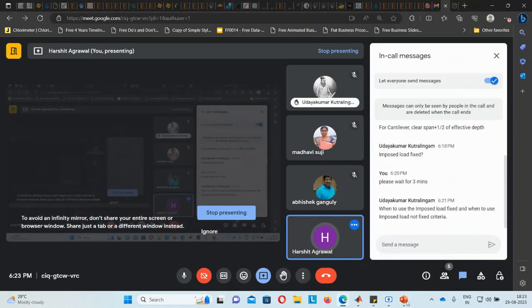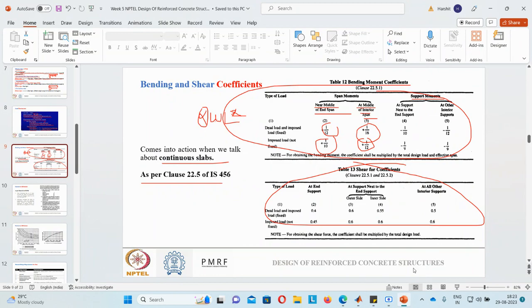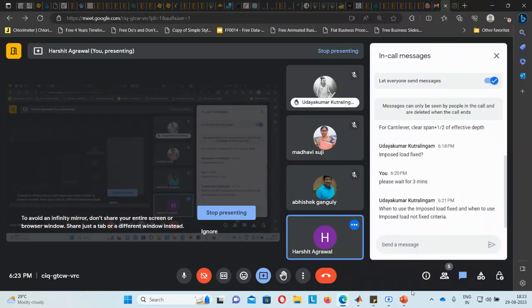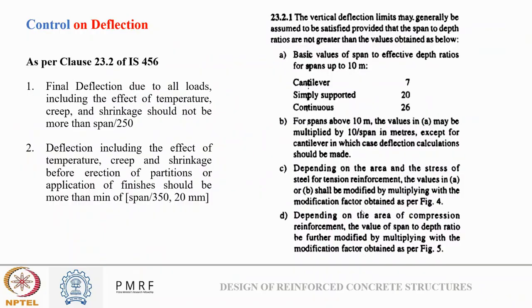Okay, we will proceed ahead. So where were we? Okay, finally we will talk about depth of slab. Now this doesn't come directly into action. We need this provision for depth of slab to control the deflection in slab. So what IS code says is the final deflection due to all loads including temperature, creep and shrinkage should not be more than span upon 250. This span is clear span.